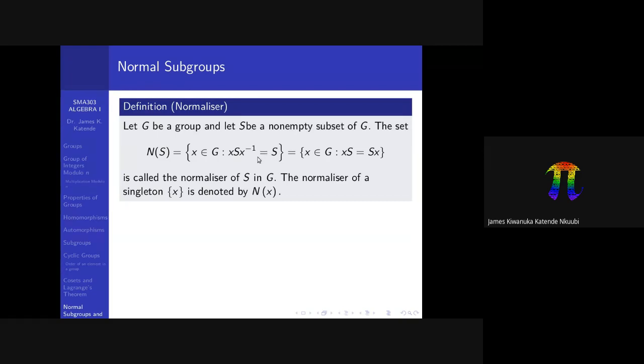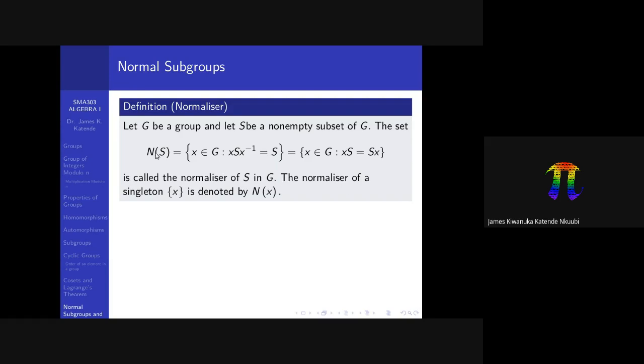There are two ways you can write this. You can also write it as all X in G such that XS is equal to SX. Now here we don't care whether S is a subgroup. If it's a subgroup, there are some advantages we would have. But for now, we don't care if it's a subgroup or not. We just need a non-empty subset of G. So this set is called the normalizer of S in G.